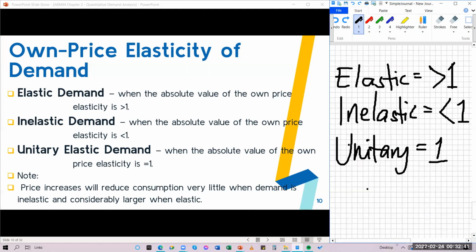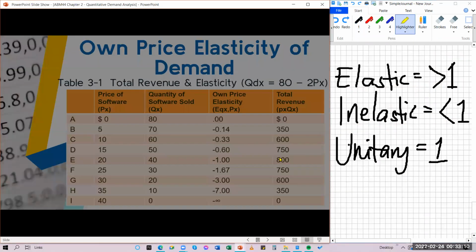So, under inelastic, as I said, if the change in price is small, the change in quantity demanded is also small compared to elastic. If there is only a small change in the price, it has a big impact on the quantity demanded for elastic. So that is the difference between elastic and inelastic demand. So I hope you got it.